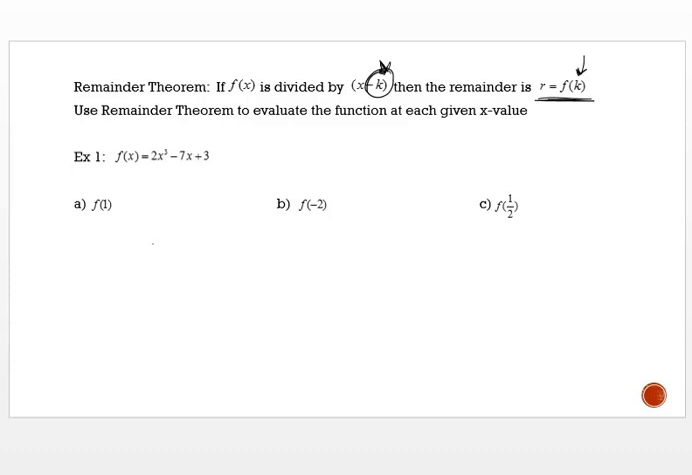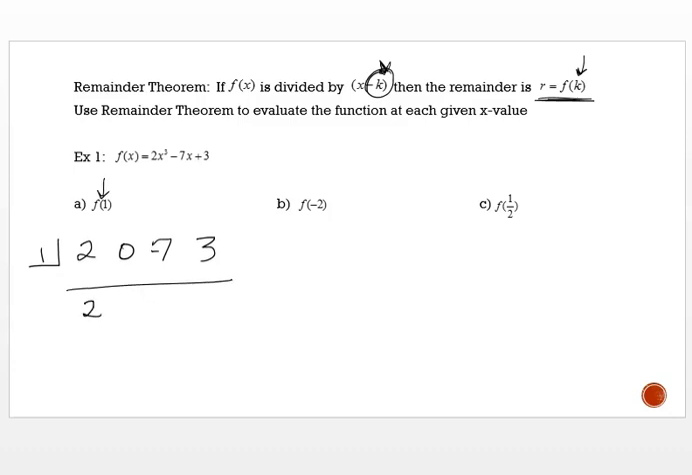So just like synthetic division, you're going to make sure you're in exponent order and pull your coefficients down. So I'm going to go 2, 0, 7, negative 7, and 3. Okay? x cubed, x squared, x, and then no x. All right? And I'm dividing by whatever I'm evaluating at, 1. So let's figure this out.